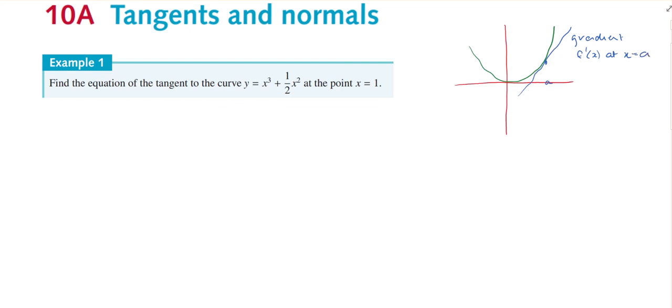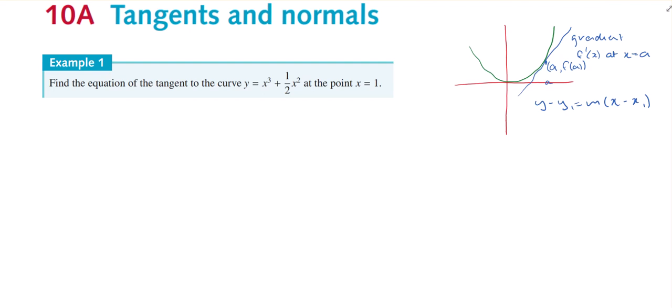Because the tangent's a straight line, you're also going to need the point that it goes through. So if we've got this point A, then we need to work out the y value at that point as well. So we have f of A. That'll give you the y value. And then what we'll use is y minus y1 equals m times x minus x1, which is the equation for a straight line, and all a tangent is a straight line.